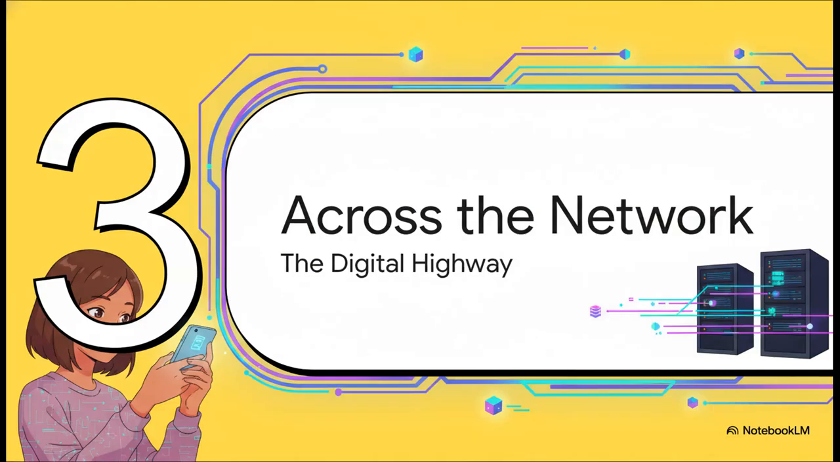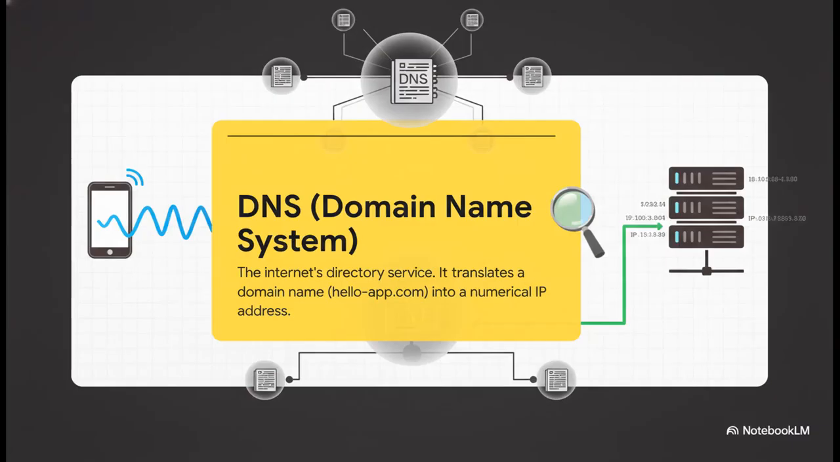And with that, the request leaves the cozy little world of Alice's phone and starts its big journey across the digital highway, all the way to the app's server. But wait, how does it know where to go? Her phone only knows the server's name, something like helloapp.com, not its actual numerical address. So the very first thing it has to do is look up that address using something called DNS. DNS is basically the internet's giant address book.